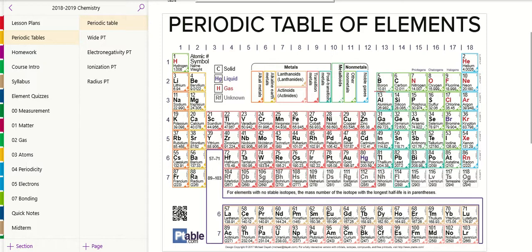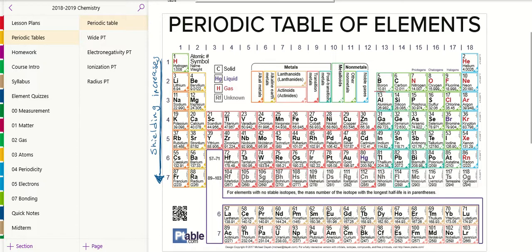So when we talk about shielding, what do we look at? We look up and down groups. Oh, I thought it'd be something really complicated. No. If we're talking about shielding, we're talking about going up and down a group. So as we go down a group, what happens to the shielding? It increases. So we add a layer of shielding every time we go down a row.